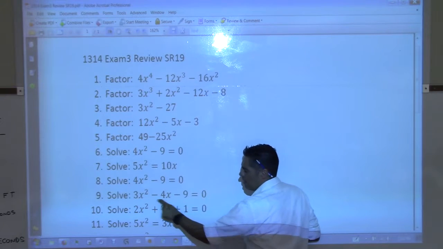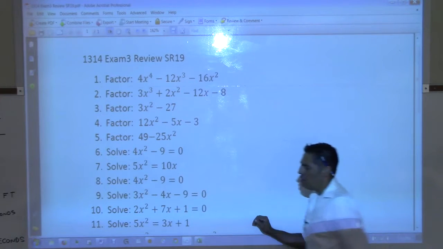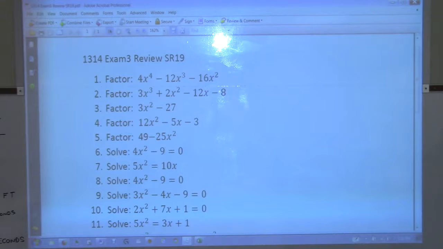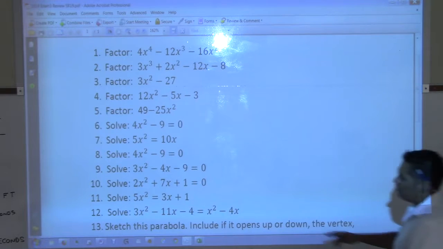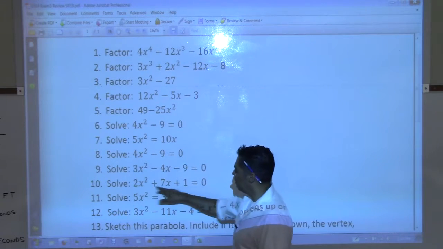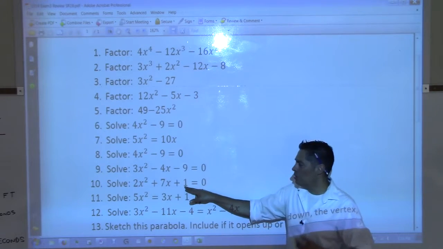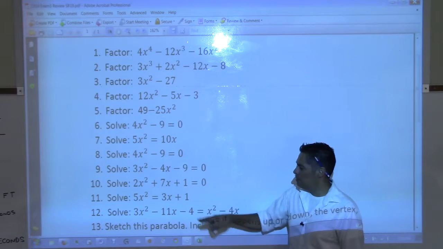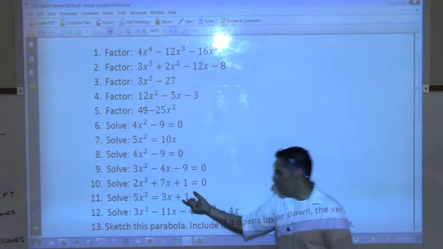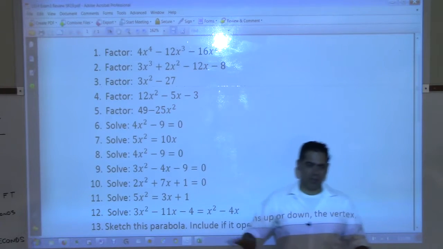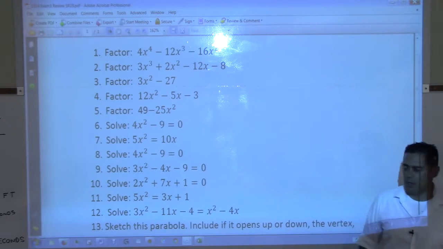This one is a quadratic. All 3 terms are there. How do we go about that? Either the AC method, or if that doesn't work, quadratic formula. Number 10, 3 terms, they're all there, right? So either factor or quadratic formula. Here, it's quadratic, right? Move everything to one side. It's all 3 terms, quadratic again, formula.